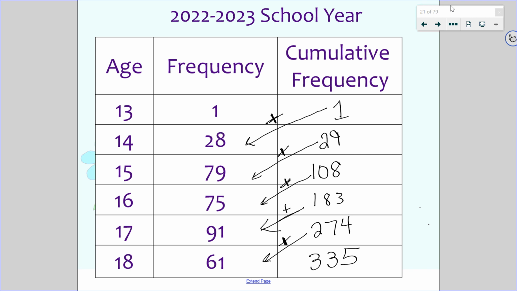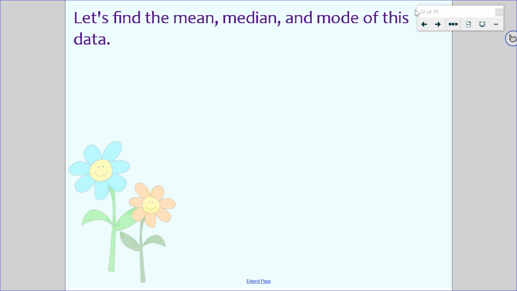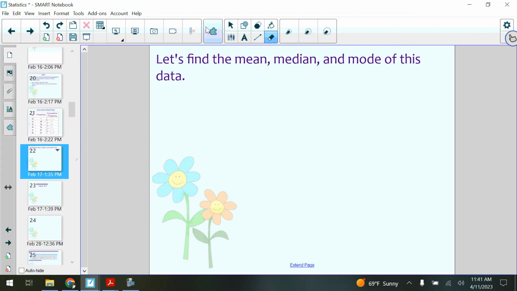So that is kind of exciting. It gives us our total number, which we know is useful for our mean. So if I go to calculate, we're going to say, let's find the mean, median, and mode of our data.